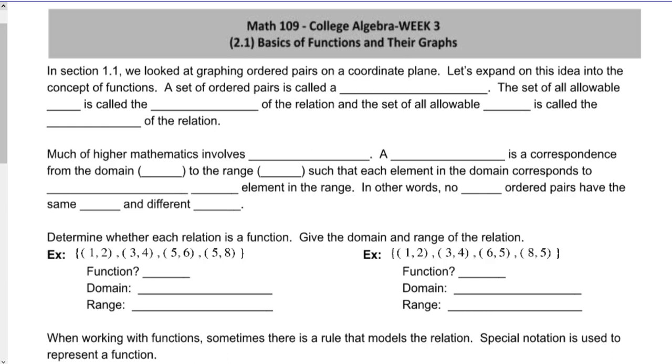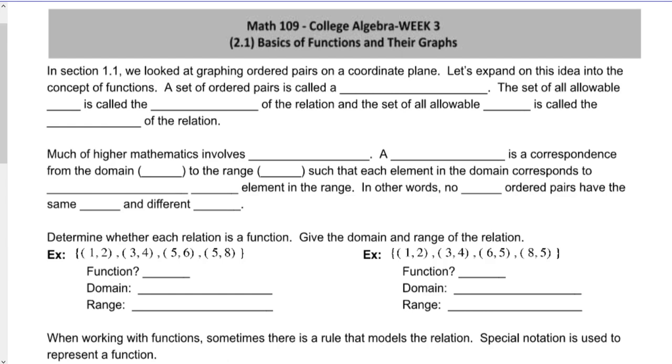So in section 1.1, we looked at graphing ordered pairs on a coordinate plane. If you remember, we had the x's going left or right and the y's going up and down. So let's expand this idea into the concepts of functions. Because it is kind of our first section in chapter 2, we're going to get a little bit more terms in this section than what we normally do.